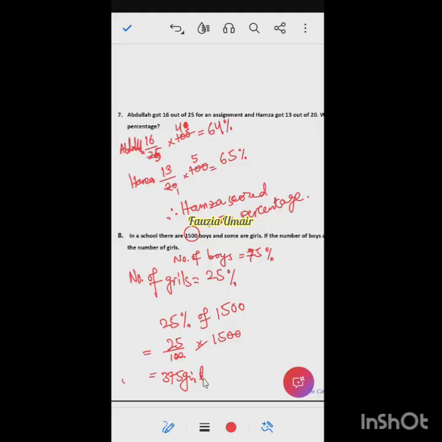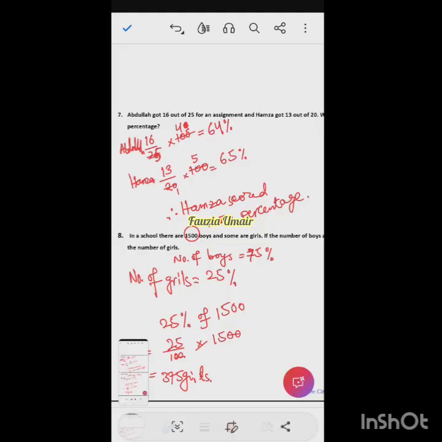Total strength is 1500, and out of those 1500, 375 students are girls, right? Is this making sense? Ma'am, I have done these in my register in the online classes. Very good, excellent. My answer was the same.